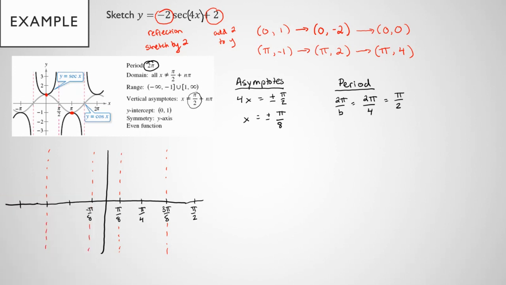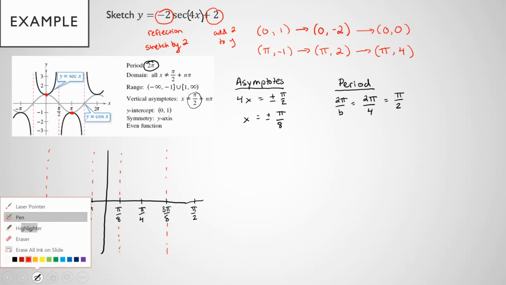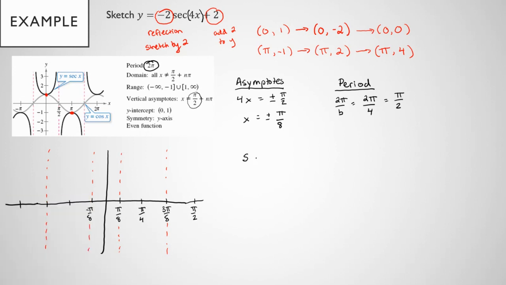So, oops, I don't want the highlighter, and I want to go back to black. So secant is equal to 1 over cosine. So let's pretend that we are looking at -2 times cosine of 4x plus 2. So this is how they help you graph and figure out where this is going to be.